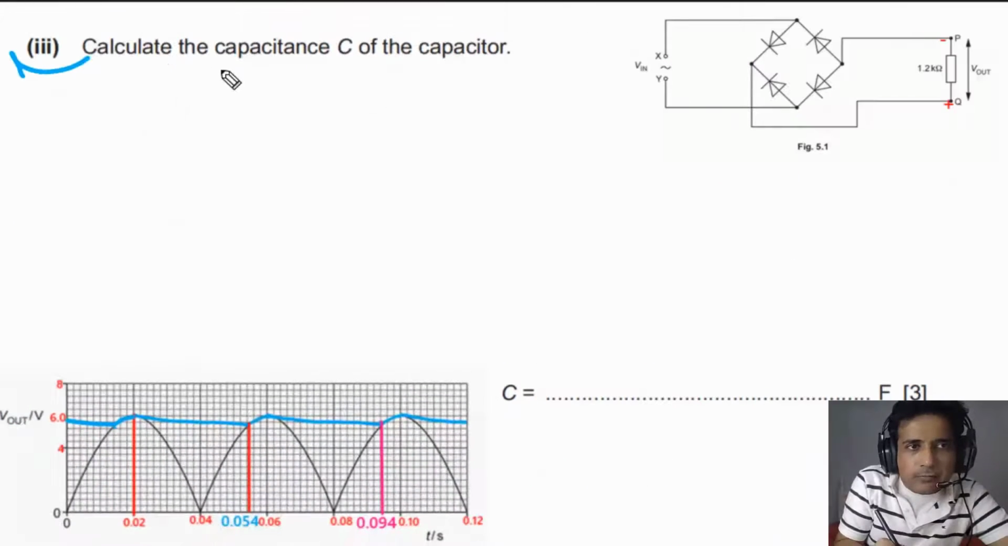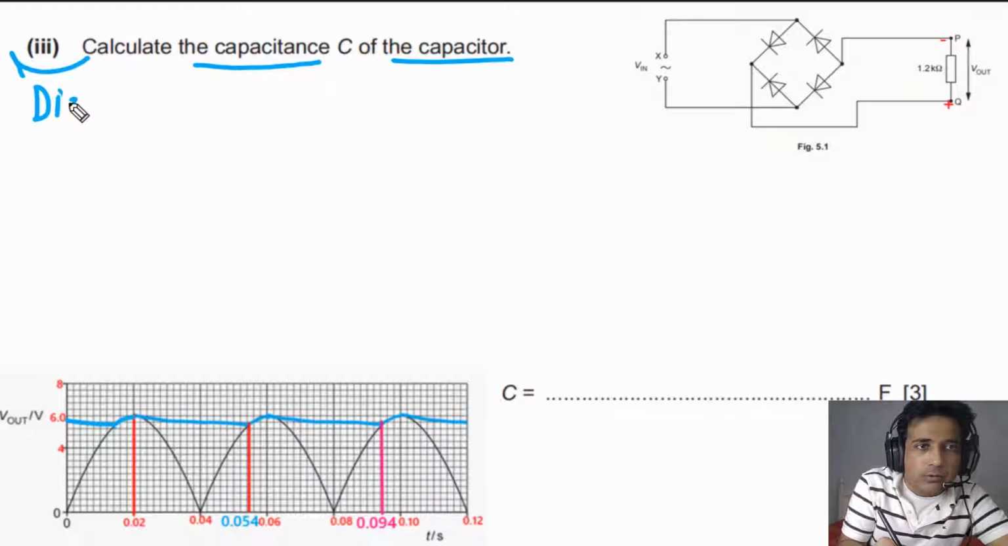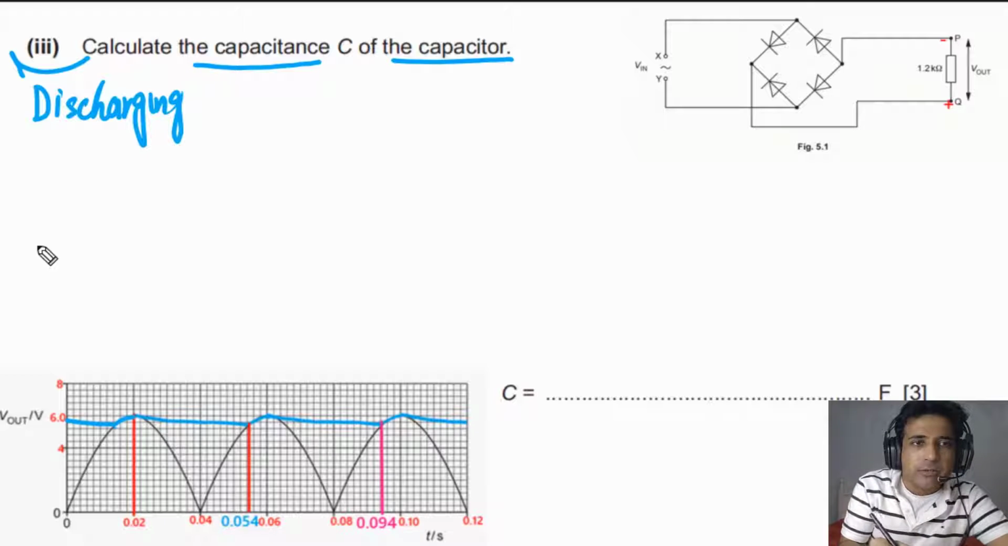For the last part, we need to calculate the capacitance of the capacitor. In order to calculate the capacitance, we need to understand discharging of a capacitor. And discharging of a capacitor is part of the new syllabus. Let's try to understand, first of all, about discharging of a capacitor. So simply we can say discharging. When a capacitor is discharging and you need to find the value of potential difference across the capacitor at any given time t, you can simply use this equation.